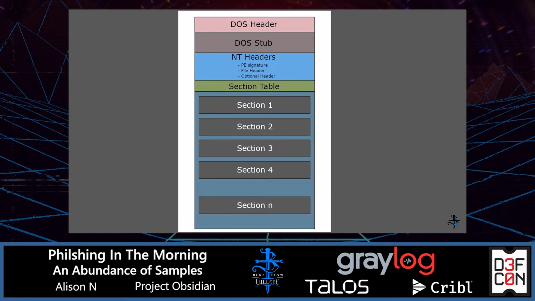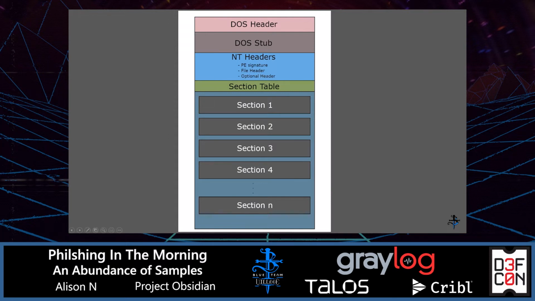Then going on down to the green, the section table, which contains the image section headers. So for each section within the lower contents down there, for each section in the PE file, there's a section header, and it's stored in that section table. And then finally, those sections down there, 1 through n, are the actual contents of the file. And the amount can be variable.